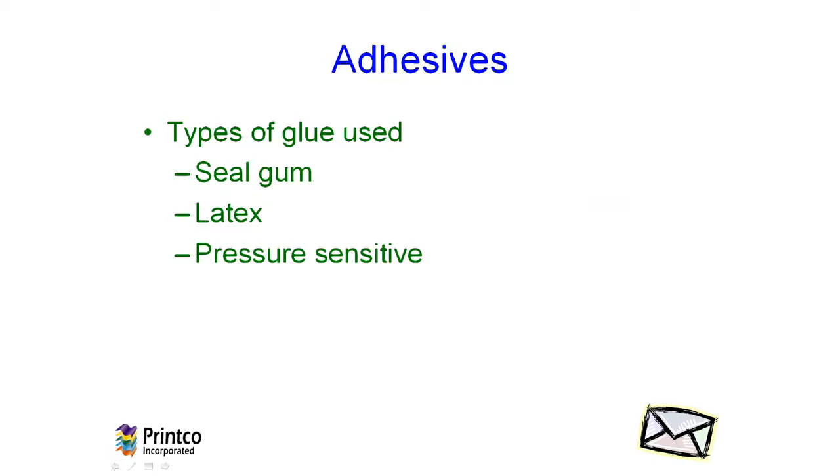Next is the type of adhesives used in sealing the envelope itself. The common types of adhesives are seal gum, latex, and pressure sensitive.